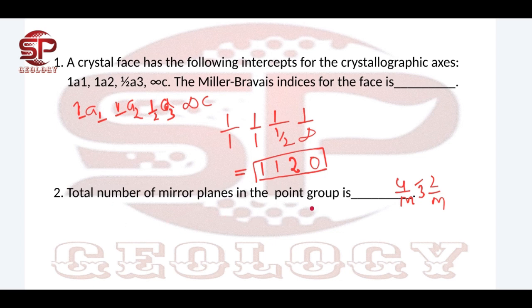The total number of mirror planes in the point group given, 4 by m, 3 by 2 by m. So I have to find out the total number of mirror planes present here. This is the hexoctahedral class, which belongs to the isometric system. You just write down 3, 4, 6 above it. Here we have 3 axial mirror planes and 6 diagonal mirror planes. In total we find 9 mirror planes. So the answer will be 9.